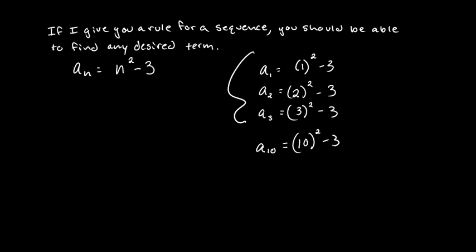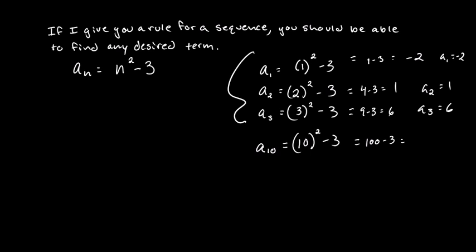10. Alright, and then you actually do the algebra, and you get 1 minus 3, which is negative 2. So your first term is a sub 1 equals negative 2. That's what I would want to see. Here you would get 4 minus 3, which is 1. So a sub 2, your second term, is 1. A sub 3, you get 9 minus 3, which is 6. So a sub 3 equals 6. And your 10th term, for example, is going to be 100 minus 3, which is 97. So a sub 10 equals 97.